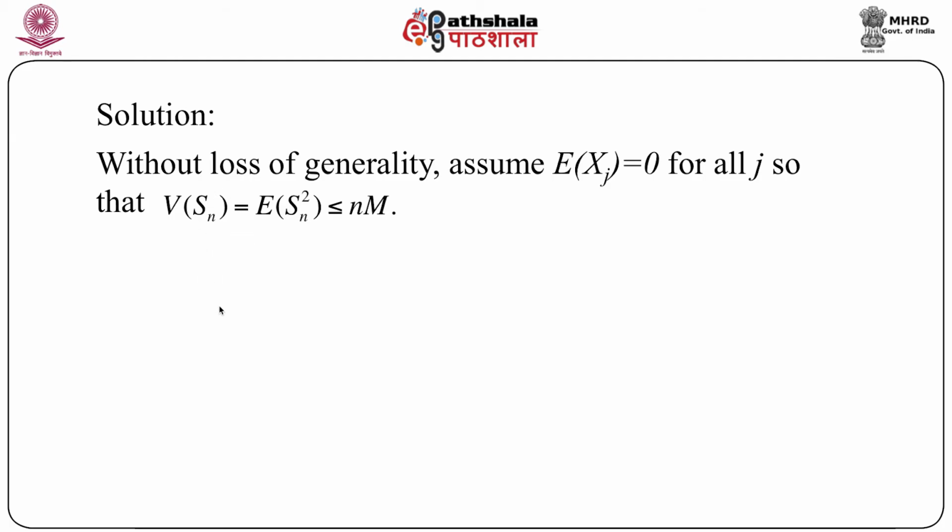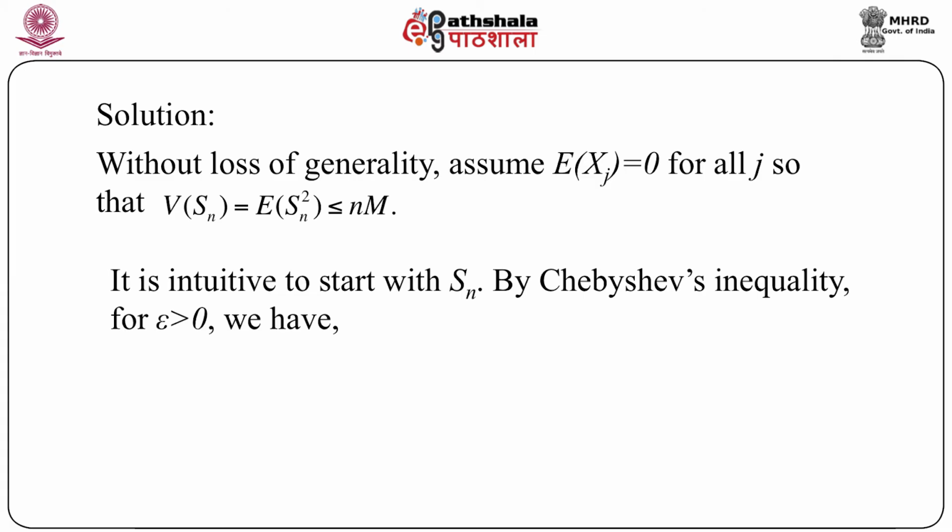Variance of Sn is nothing but variance of the summation of Xi, i equals 1 to n, which is again summation of variance of Xi plus the double sum over i not equals j of covariance between Xi and Xj. Since the Xi's are uncorrelated, the covariance terms will vanish. So we are left with variance of Sn equals the summation of variance of Xi, i equals 1 to n, that means n times sigma square. Now as we know that sigma square is less than M, we can immediately write that this is less than n into capital M.